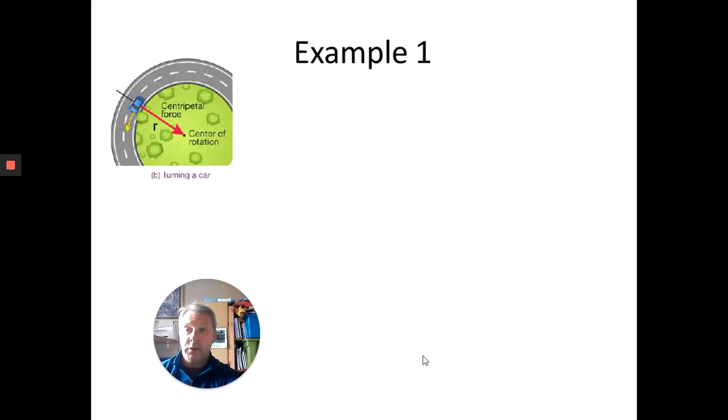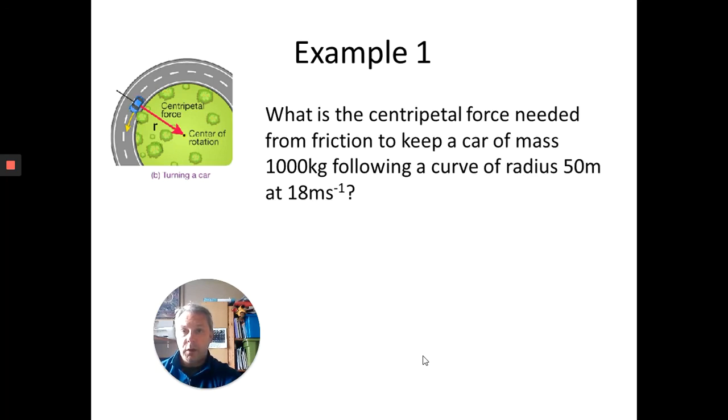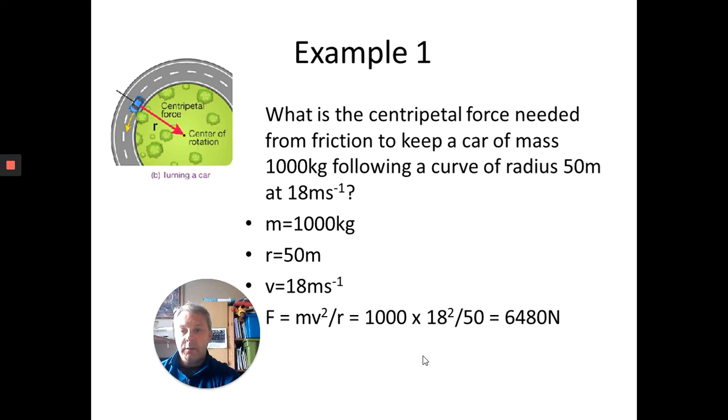Example one is just looking at a car going round a bend. What is the centripetal force needed from friction to keep a car of mass 1,000 kilograms following a curve of radius 50 meters at 18 meters per second? So we know the car's mass, we know the radius of the circle, we know the velocity, and this is the tangential velocity, the velocity the car is going. So F equals mv squared over r, we stick in our numbers, so it's 1,000 times 18 squared over the radius of the circle, 50, and we get 6,480 newtons. So that one, just working out F, we've just got to plug our numbers in.